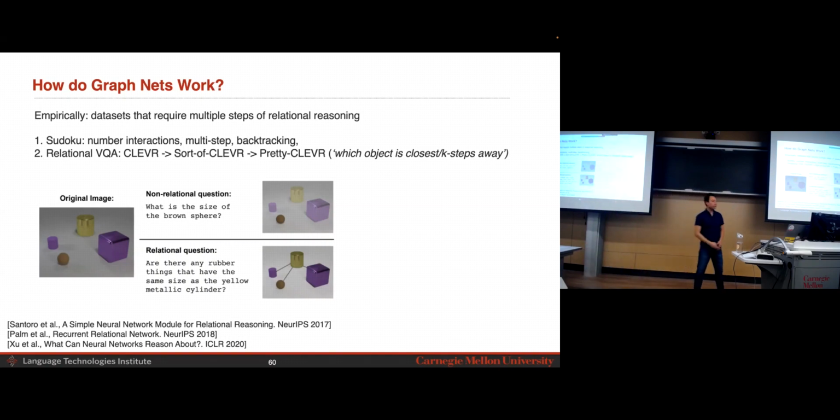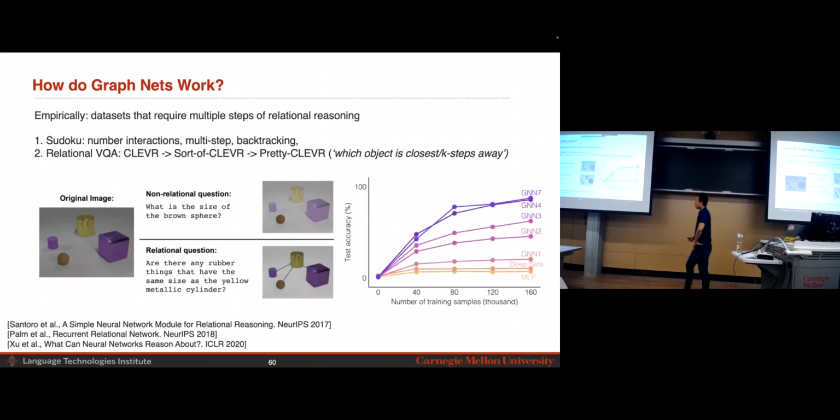And for Pretty-CLEVR, the type of questions are which object is closest or k steps away. So that's exactly the type of problem that requires you to solve dynamic programming like Bellman-Ford to find all the distances from a particular object. And exactly, you look at the number of training samples you need and the test accuracy. MLPs perform really badly. Deep Sets are a bit better, but still pretty bad. And the more layers of GNN you have, the better it performs at the same number of training samples. Ideally, you want as many layers of GNN in this case as the number of objects, because if you have that many layers, you can solve shortest path to all the objects within your scene.